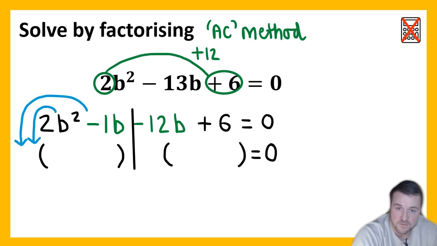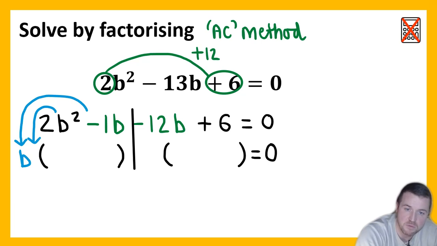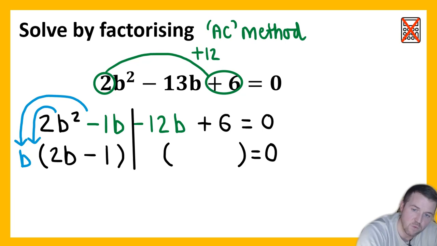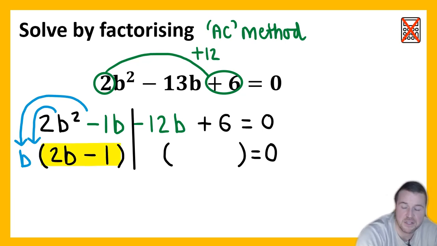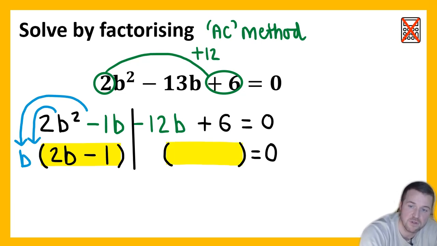The highest common factor of 2b squared and negative 1b is b, and I would need to multiply this by 2b to give me 2b squared, and negative 1 to give me negative 1b. If you've done this correctly, the bracket that you have on the left hand side should be equal to the bracket that you have on the right hand side.